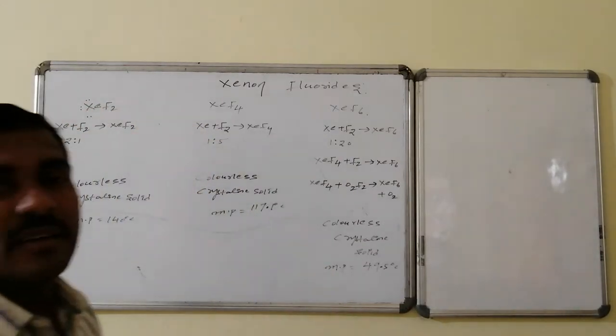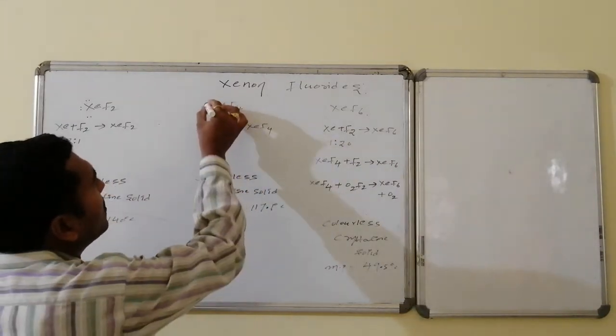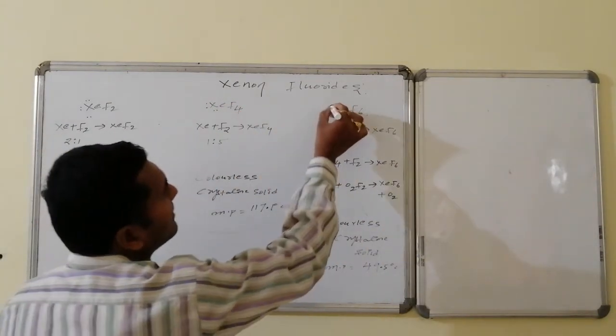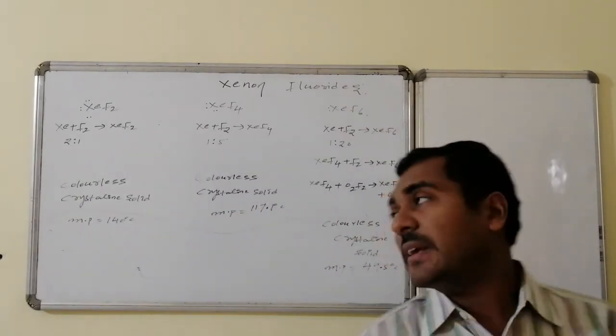whereas xenon tetrafluoride is having 4 participated, remaining 4 implies 2 lone pairs, and here it is having 1 lone pair, that is 6 plus these two, totally 8.